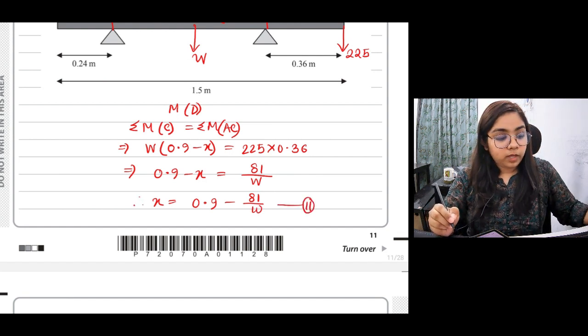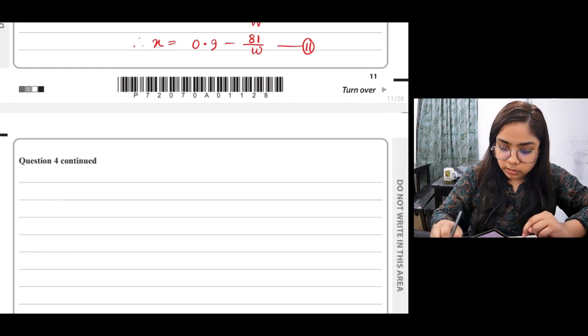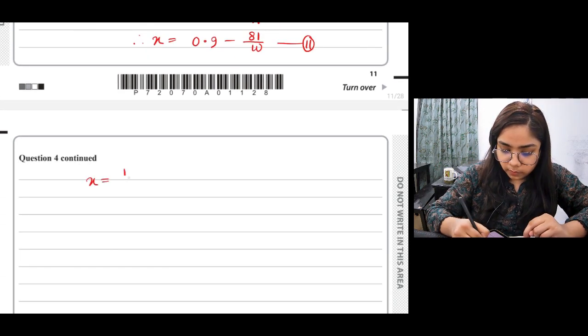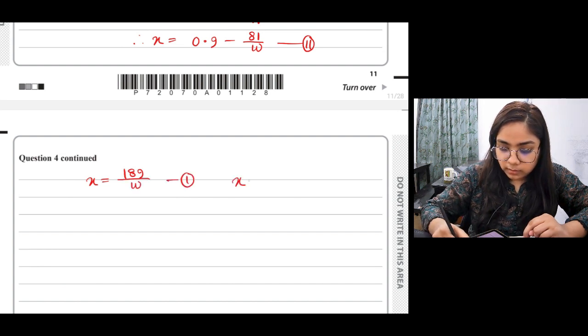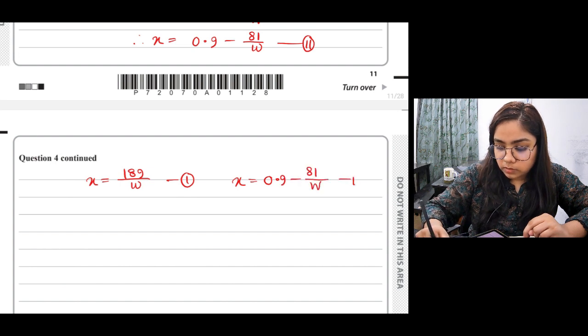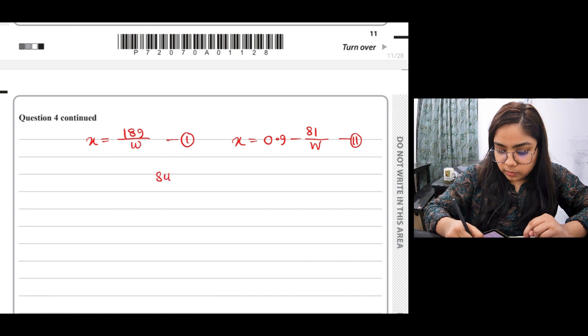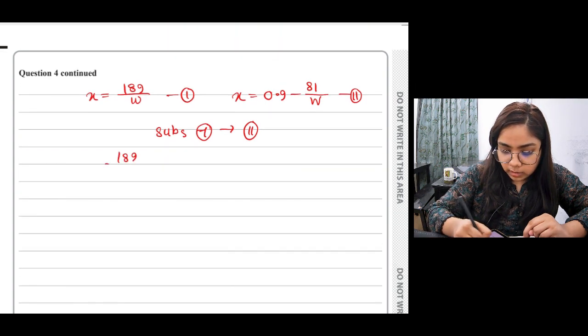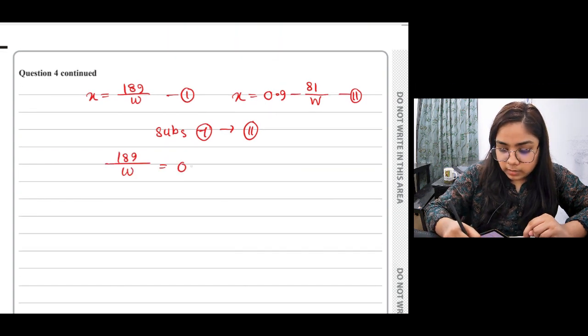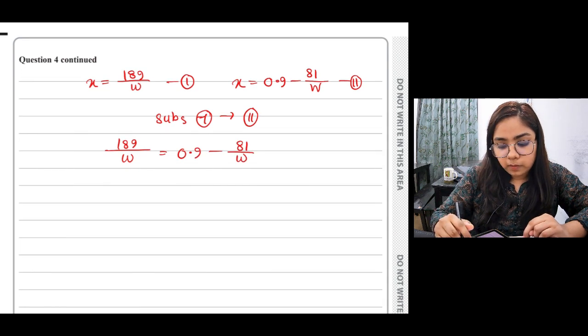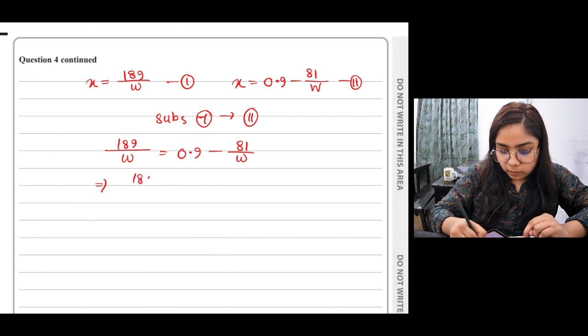Now, in order to find out the value for your weight, I'll just substitute the two equations. The first equation was 189 divided by W. This was your first equation. And the second equation was 0.9 minus 81 over W. This is your second equation. I will substitute equation 1 into equation 2, which is going to be 189 divided by W equals 0.9 minus 81 over W. Obviously, I can just take all the W's together.